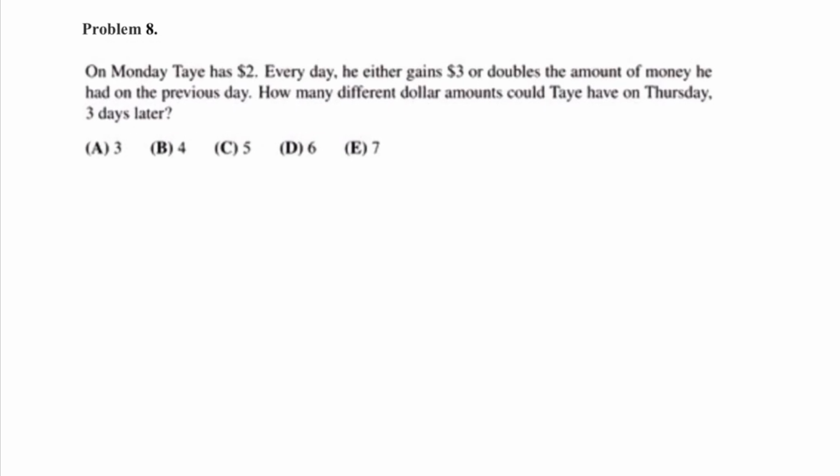On Monday, Tay has $2. Every day, he gains $3 or doubles the amount of money he had on the previous day. How many different dollar amounts could Tay have on Thursday, 3 days later?